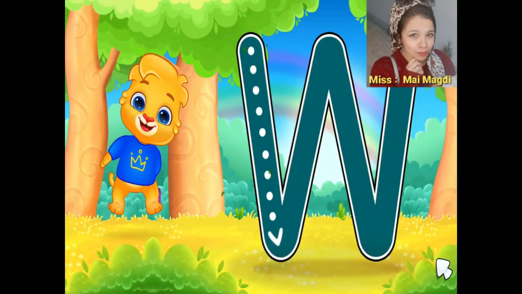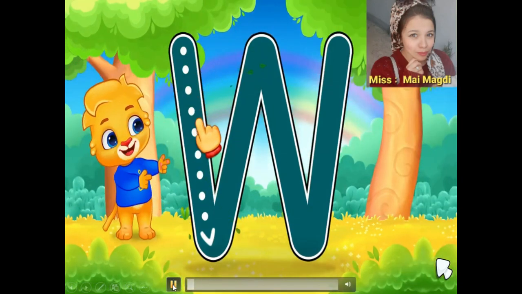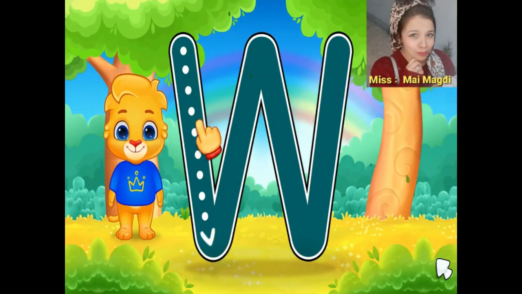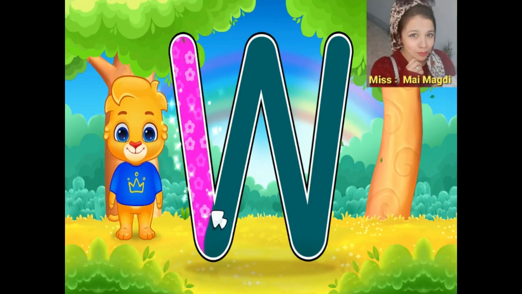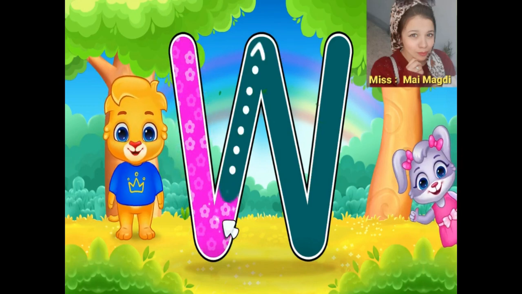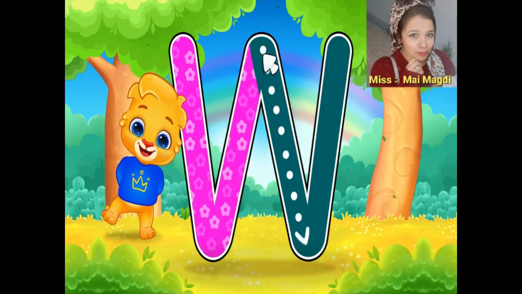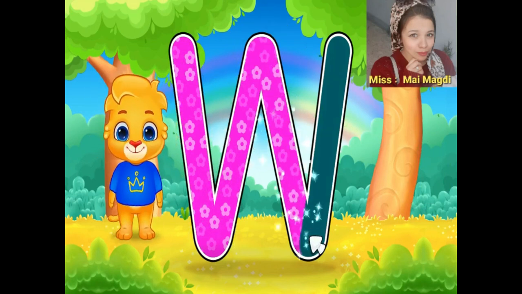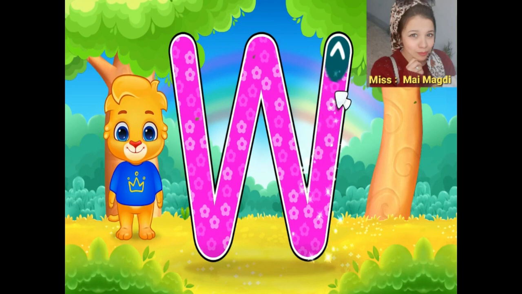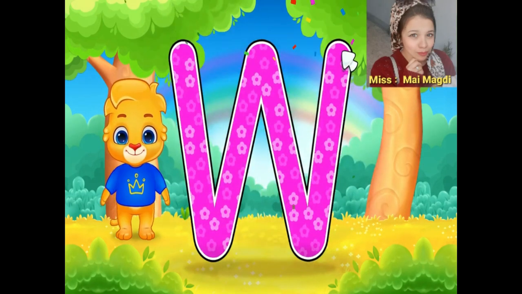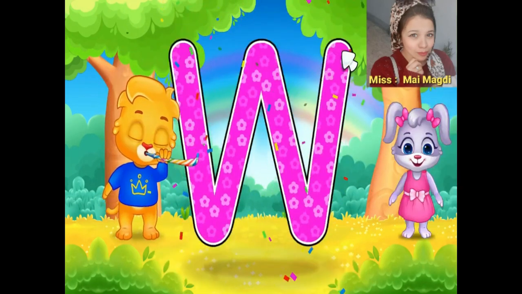How to write letter W? Let's start. Start from the top and make a line down to the right. Yes. Then make a line up to the right. Excellent. Next, make another line down to the right. Now make one more line up to the right.